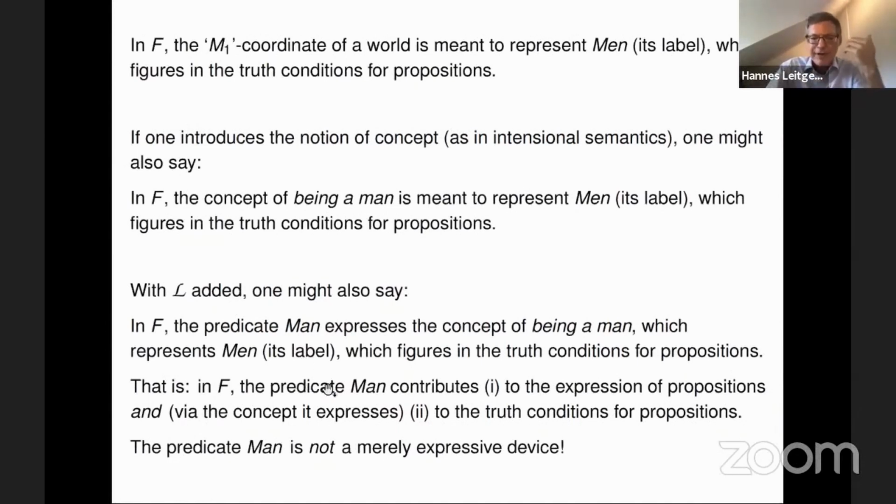And that is, in the framework, the predicate man does two things simultaneously. One, it contributes to the expression of propositions. And secondly, via the concept it expresses, it contributes to the truth conditions for the propositions thereby expressed. And that is why I want to call the predicate X is a man, the predicate man, not a merely expressive device. It has an expressing job to do, that's the first one. But additionally, it also contributes to truth conditions of propositions. And that's why it's not a merely expressive device. It does more than expressing propositions.